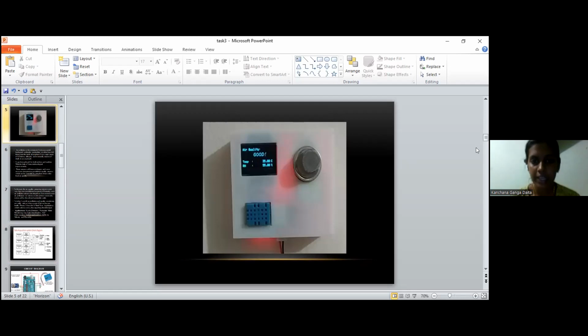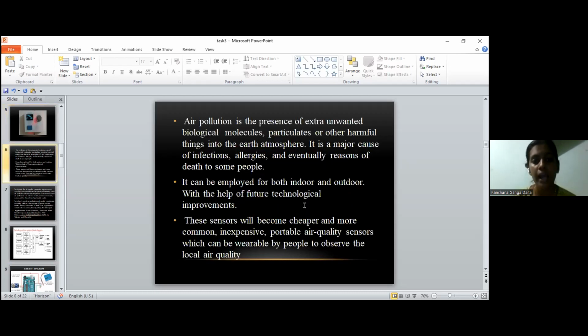And this is an example diagram for the air quality monitor. See, it is showing good here. Similarly, it shows according to the air condition. It also shows the temperature, humidity, pressure, etc. parameters. So some of the advantages are that it is cheaper, it is most commonly used, and it is portable.